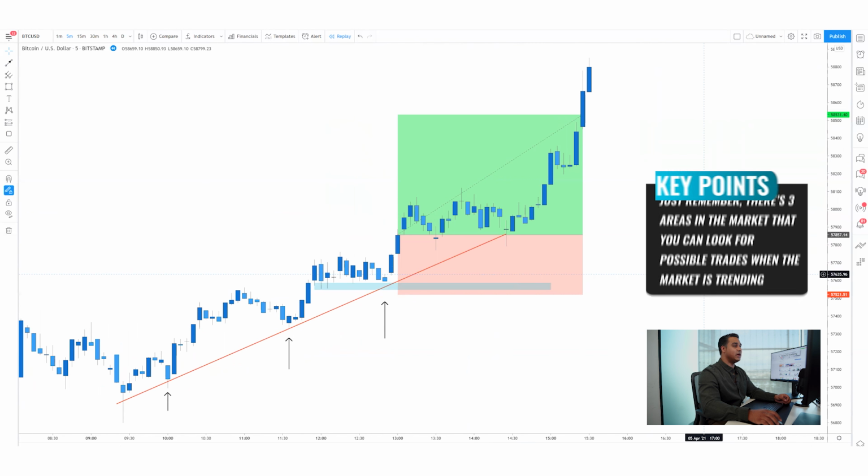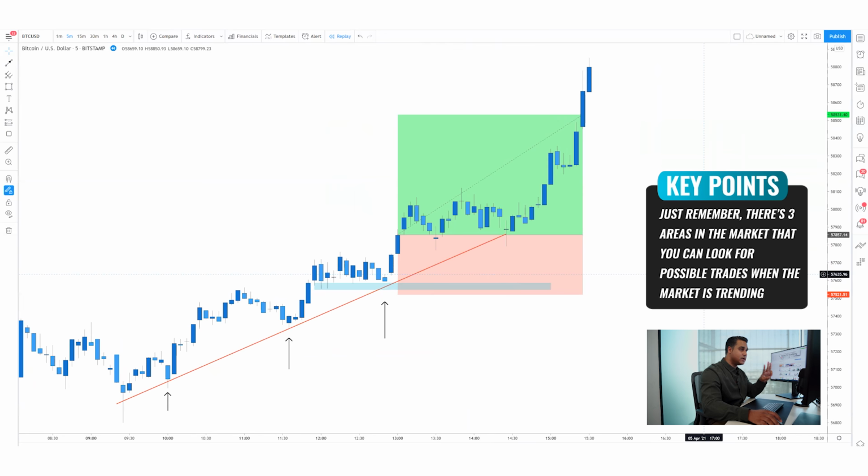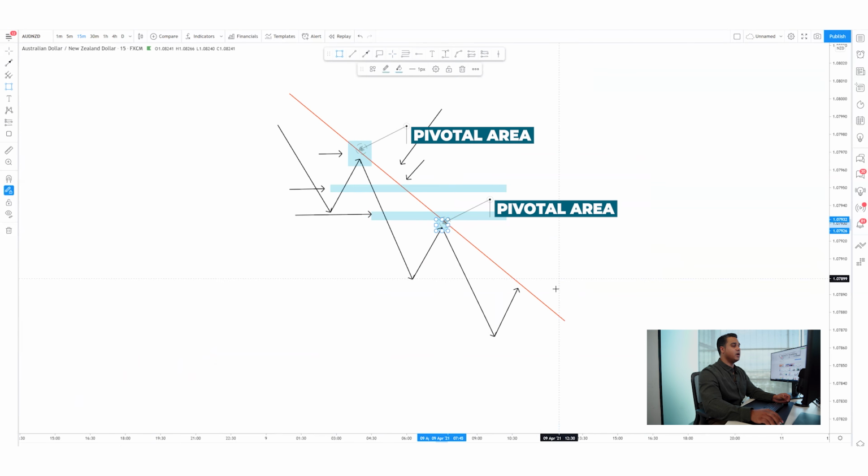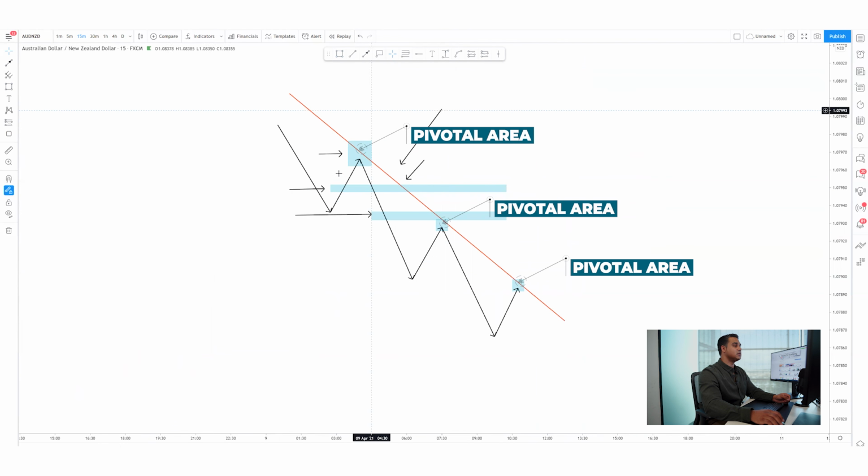Just remember, there are 3 areas in the market that you can look for possible trades when the market is trending. Let's remind you of them. The first area here is going to be the pivotal area, the best area to be entering your trades once a trend has been identified. So it'll be here also, and it'll be here also. But trading doesn't work like that always. Sometimes we get the worst entry, which is completely fine.